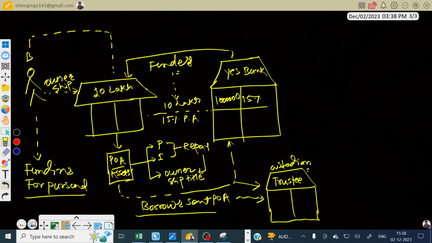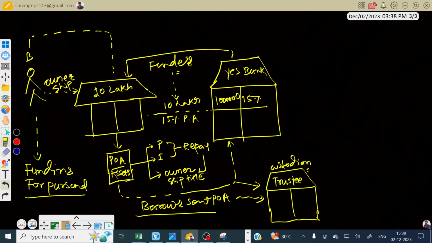Abhijit? Mostly the bank usually sells that loan in the market, like securitization, and there is the money.